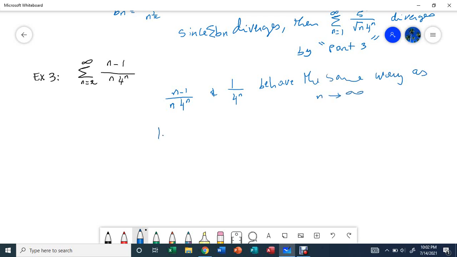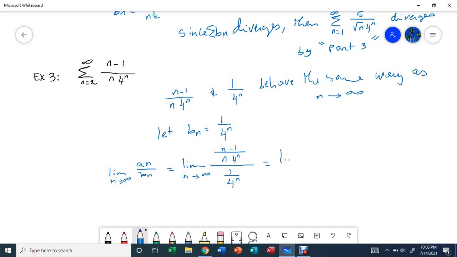So I'm going to let b_n equal 1 over 4 to the n. And now do the limit. So the limit of a_n over b_n as n goes to infinity equals the limit of n minus 1 over n times 4 to the n, divided by 1 over 4 to the n, as n goes to infinity. So simplify by multiplying by the reciprocal: n minus 1 over n times 4 to the n, times the reciprocal of 1 over 4 to the n, which is 4 to the n, and now I can cancel the 4 to the n.